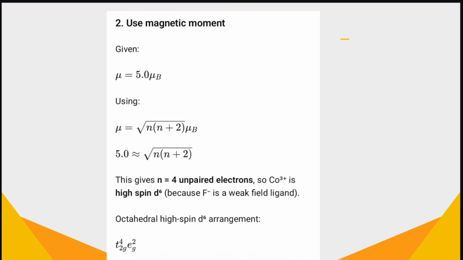In second step, use the magnetic moment. Here given mu is equal to 5 mu B. Using the formula mu is equal to root of n into n plus 2 mu B and substituting values, 5 is equal to root of n into n plus 2. This gives n is equal to 4 unpaired electrons. So Co3+ is high spin d6 because F minus is a weak field ligand. Octahedral high spin d6 arrangement is t2g4 eg2.